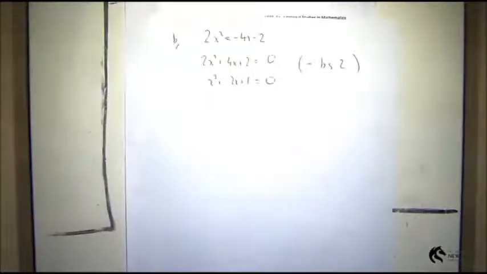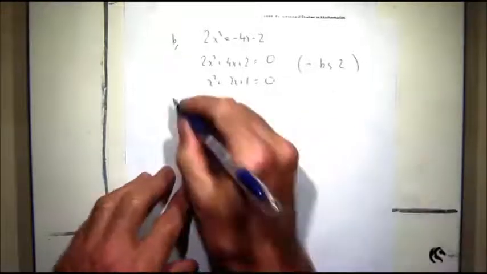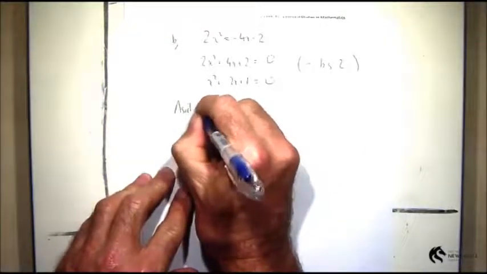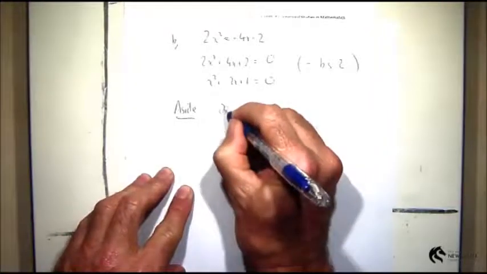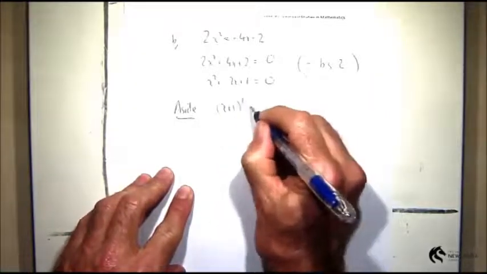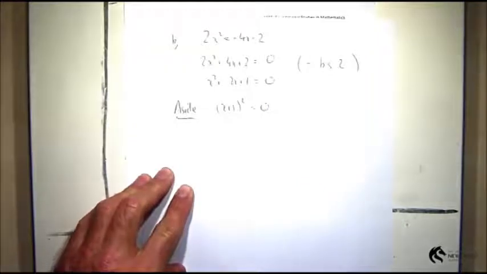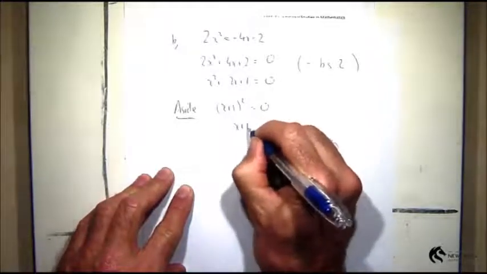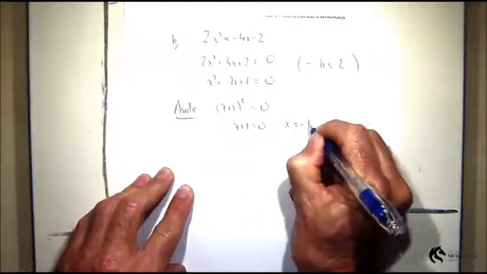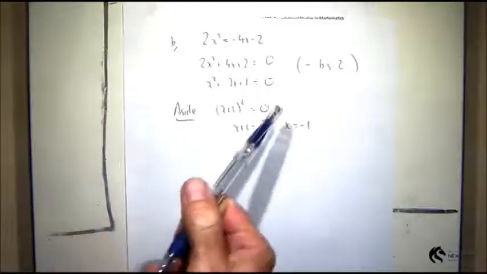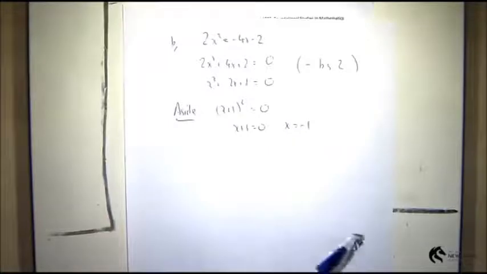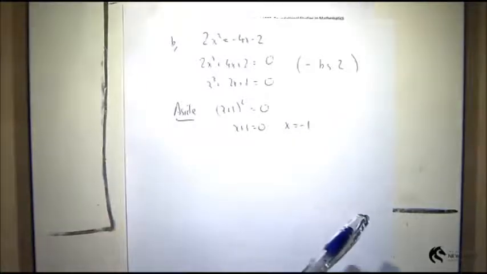Now, let me just say here, I recognise that straight away as x plus 1 all squared. And so this has just one solution, x plus 1 is equal to 0, so x is equal to minus 1. Right? In this case, it was easy to factorise. But let me use the formula anyway, just to see if it comes out to give the same answer.